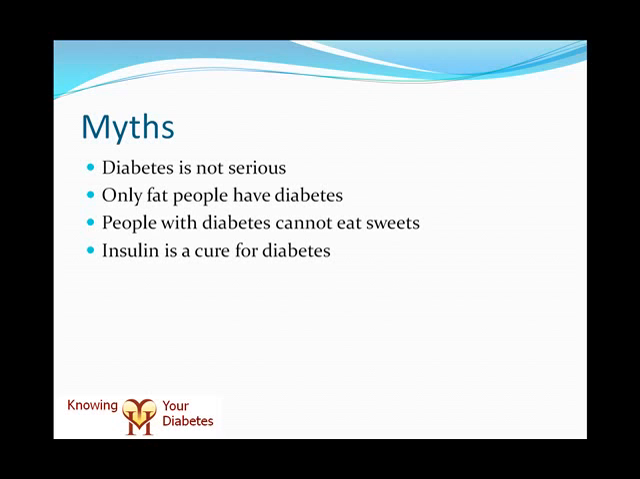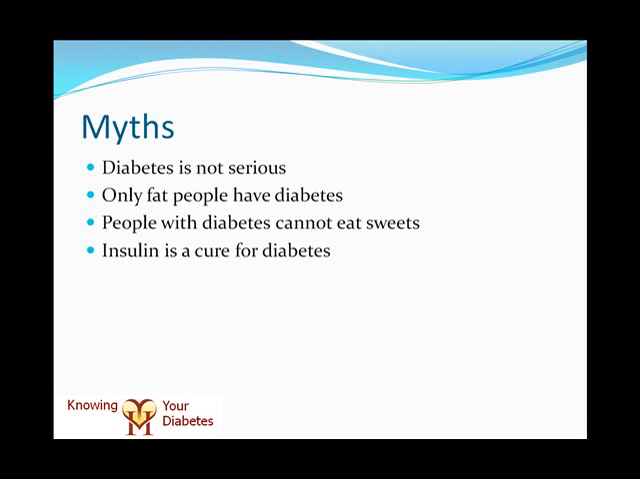The next myth is that only fat people have diabetes. That is not true. While obesity is a significant risk factor for diabetes, there are many thin people who just unfortunately have genetic predispositions to diabetes. Another one is that people with diabetes cannot eat sweets. That is not true. You just have to account for the sweets, whether it be through medicine or insulin, you can counteract the result of the carbohydrates in the sweets with medicine or with insulin.